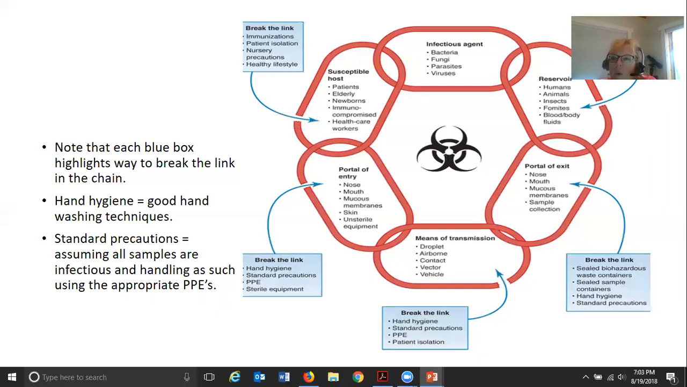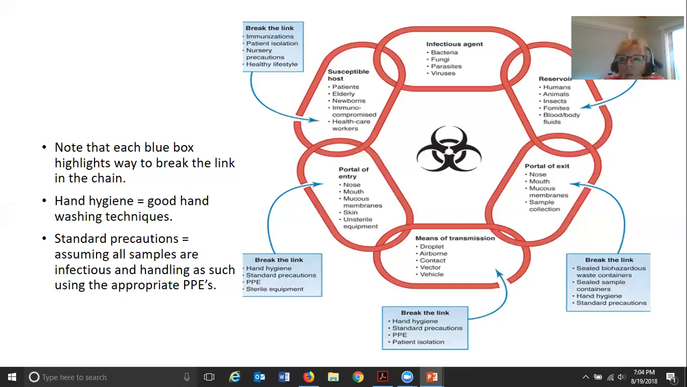The germ also has to have a way to get out. So if you have a nose and a mouth and you're sneezing, boom, the germs are out. Mucous membranes also, and sample collection. If you come in contact with a contaminated sample, you may be at risk for getting bloodborne pathogens. So again, we seal our biohazardous waste containers when we're done with our samples. They're handled in a specific way. We seal our sample containers. Every blood vial is sealed, and it's placed into a sealed holder a lot of times for transport. Again, we use hand hygiene before and after handling samples, after taking our gloves off, and we use standard precautions.